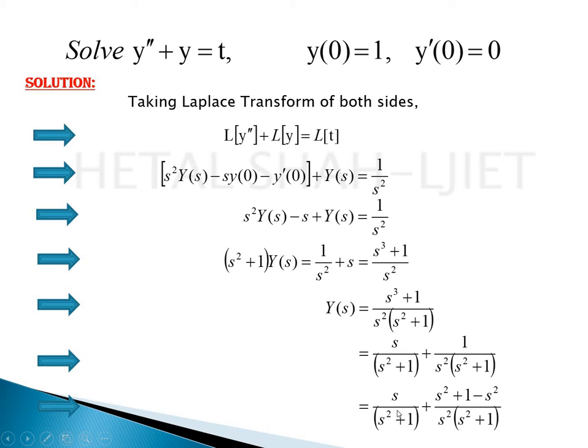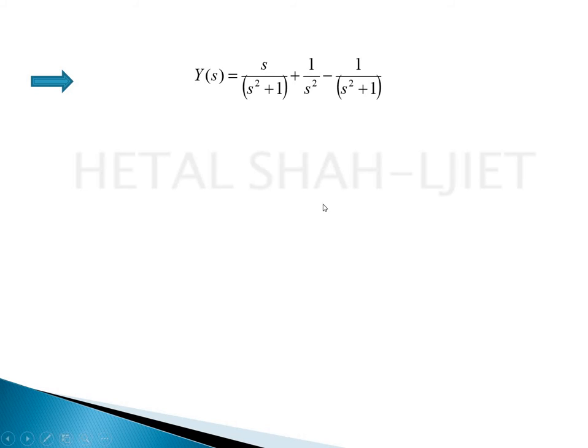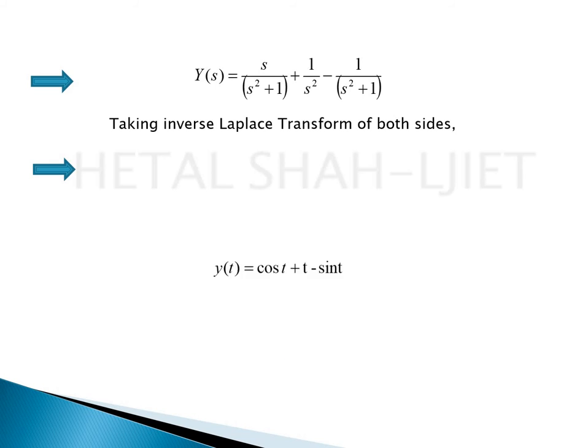Right. So now we get three terms on the right hand side: s upon s square plus 1 plus 1 upon s square minus 1 upon s square plus 1. Now it is very easy to find the inverse Laplace. So taking inverse Laplace transform of both sides, we get inverse Laplace of s upon s square plus 1 is cos t. Inverse Laplace of 1 upon s square is t. And inverse Laplace of 1 upon s square plus 1 is sin t.